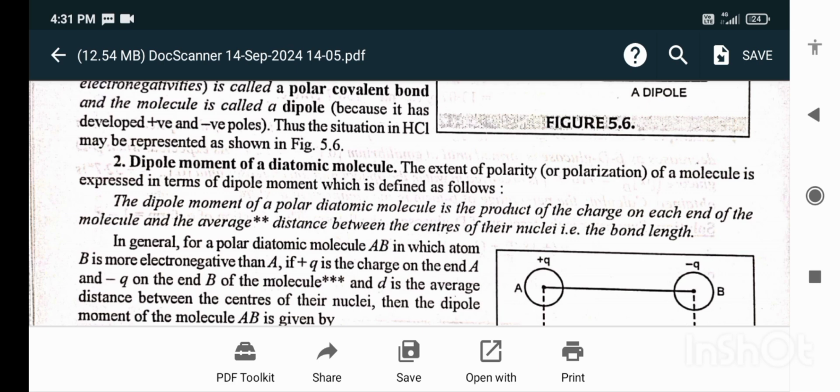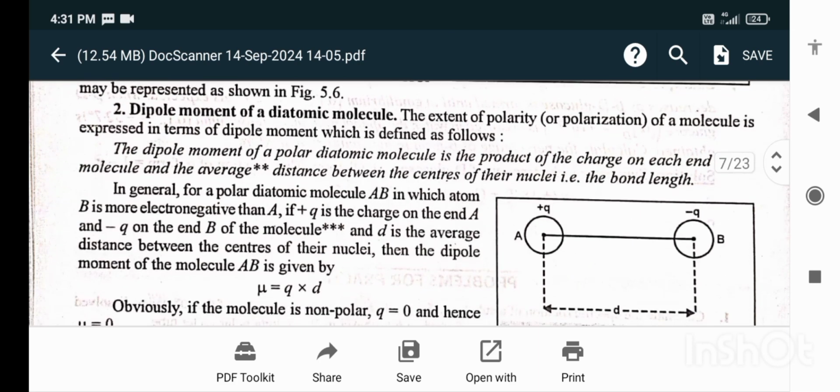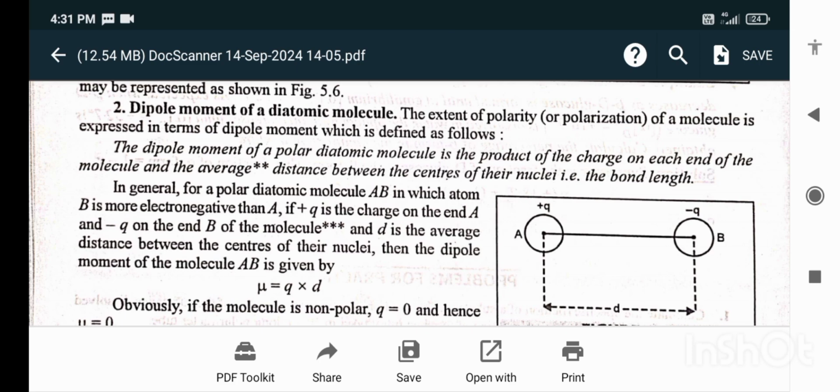which is defined as follows. The dipole moment of a polar diatomic molecule is the product of the charge on each end of the molecule and the average distance between the centers of their nuclei, that is, the bond length. In general, for a polar diatomic molecule AB in which the atom B is more electronegative than A, if positive Q is the charge on the end A and negative Q on the end B of the molecule and D is the average distance between the centers of their nuclei, then the dipole moment of the molecule AB is given by mu is equal to Q into D.